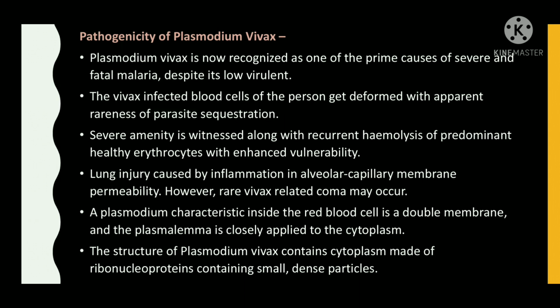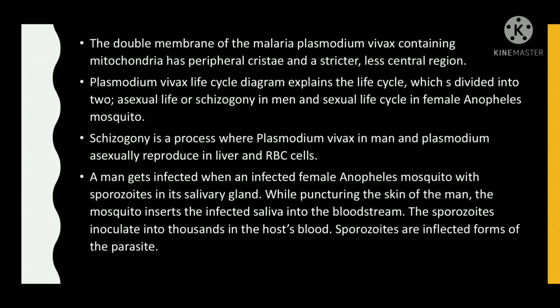A Plasmodium characteristic inside the red blood cell is a double membrane, and the plasmalemma is closely applied to the cytoplasm. The structure of Plasmodium vivax contains cytoplasm made of ribonucleoproteins containing small dense particles. The double membrane of the malaria parasite Plasmodium vivax, containing mitochondria, has peripheral cristae and a sparser, less central region. The Plasmodium vivax life cycle diagram explains the life cycle.